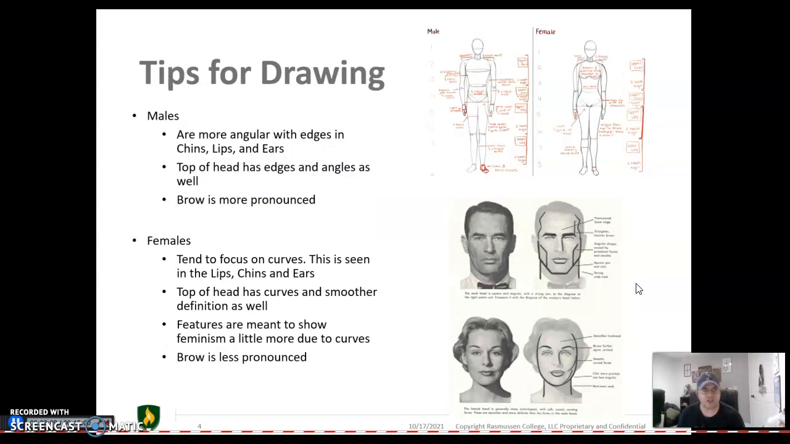Now, some tips for drawing a lot of times. Say you're drawing or creating in an animated space, there are some characteristics that are very similar to both genders that you can use specifically.